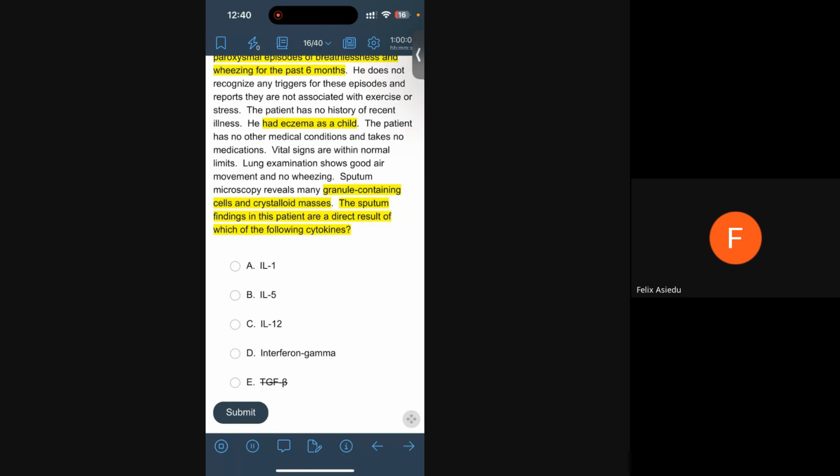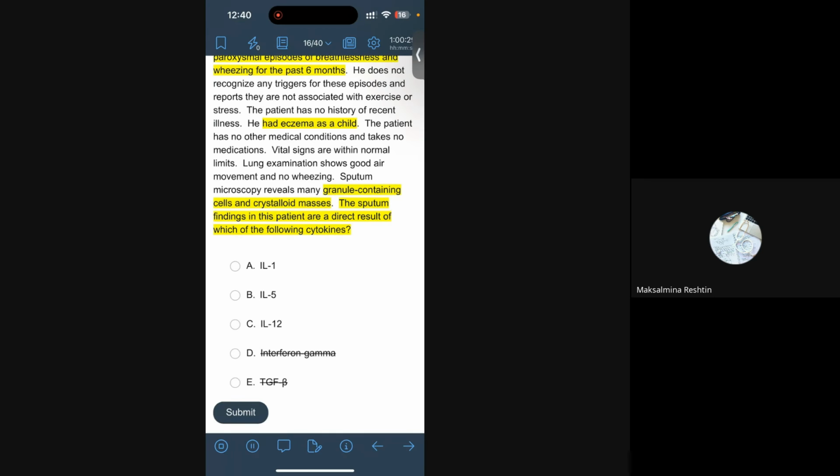Interferon gamma. We have many questions on tuberculosis. Remember the IGRA test? IGRA, the interferon gamma release assay test, is done for what? Tuberculosis. Interleukin 12 is also involved in tuberculosis. It is involved in TH1 cell differentiation.